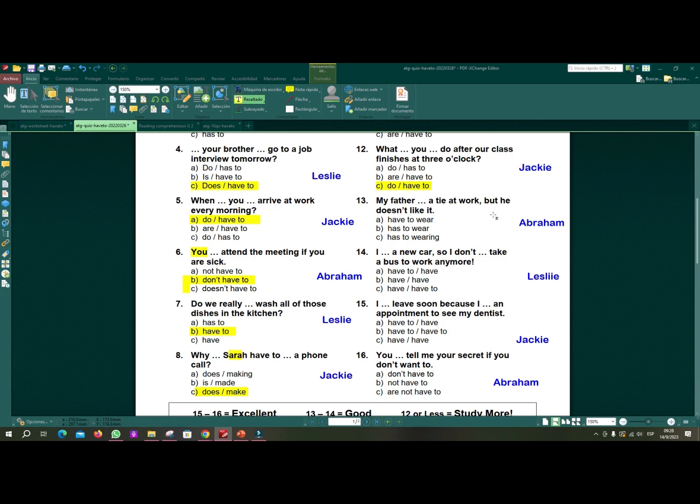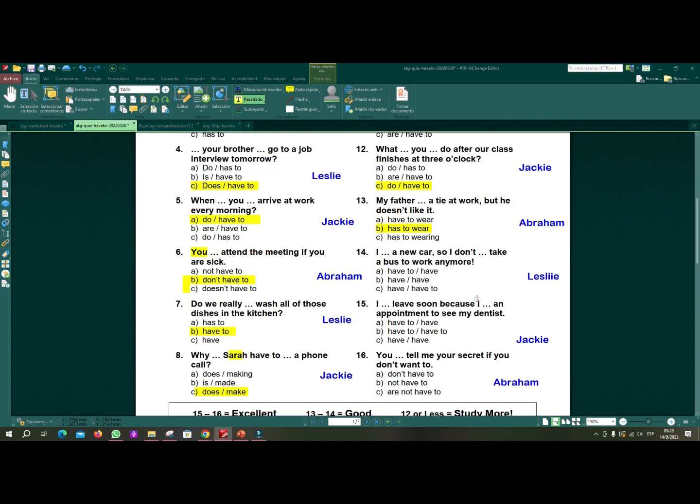14. Okay, teacher. Yes, letter B, teacher. Letter B, yes. Wow. What happened? Okay, that is letter B. That's my bad. My father has to wear a tie at work, but he doesn't like it. Do you like to wear a tie? No, teacher. No, that is uncomfortable, right? Never. Okay. So, nice.